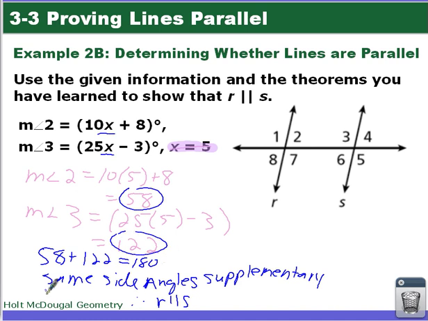So I know that same-sided, first of all, we should look. Angle 2 and angle 3 are same-side interior angles. We know that same-side interior angles are supplementary only if the lines are parallel, and they are supplementary, so we've shown that the lines are indeed parallel. Nice job. That's a great proof.